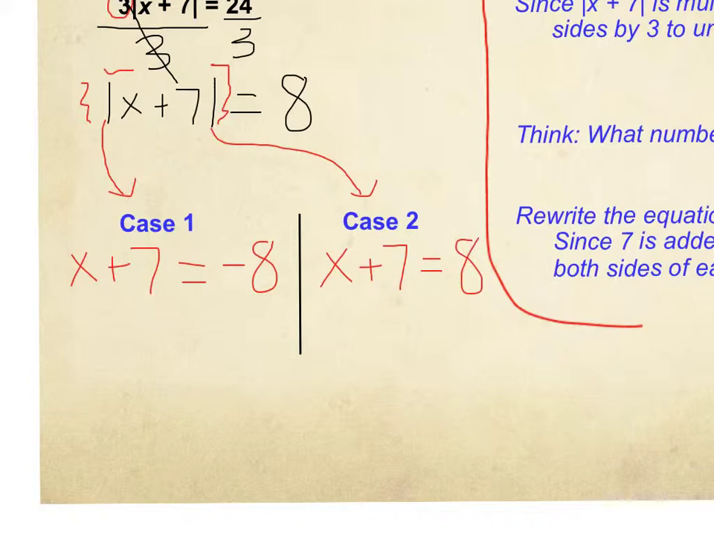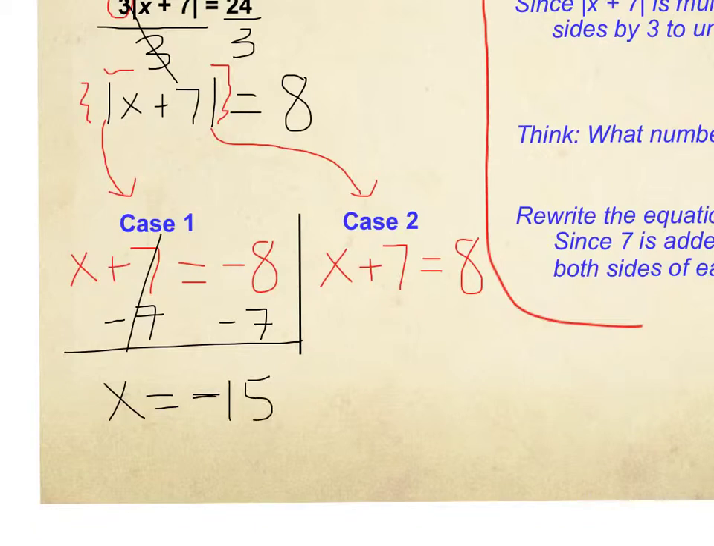And now the third step tells me just to solve each case. So I'm going to go ahead and solve my case 1 by subtracting 7 from both sides. The 7's cancel out to 0 here, so I just get x equals, and remember, 2 signs that are the same, we add to make a bigger sign, so it's going to be negative 15.